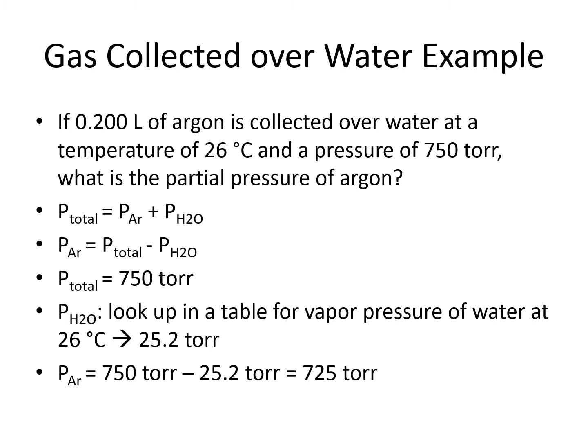So pressure of the argon is equal to total pressure minus the vapor pressure of water. The total pressure is given to us in this problem as 750 torr. The vapor pressure of water you would have to look up in a table or on that graph. At 26 degrees Celsius, the corresponding pressure value for the vapor pressure of water is 25.2 torr. We can take our 750 torr of total pressure and subtract our 25.2 torr, which is the vapor pressure of the water, and that gives us 725 torr as the pressure of the argon.